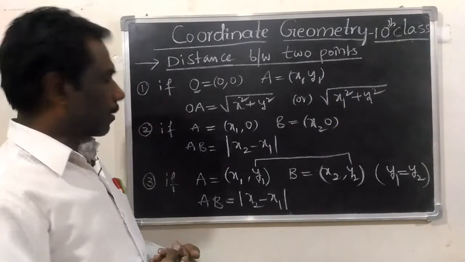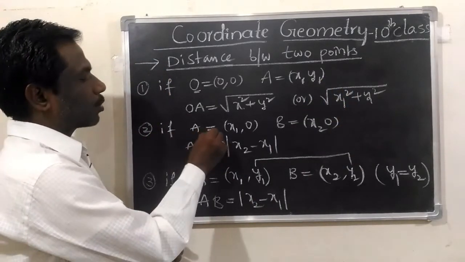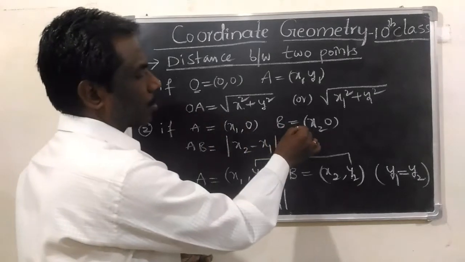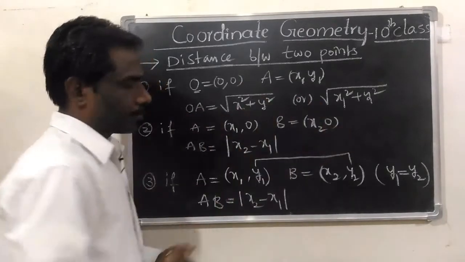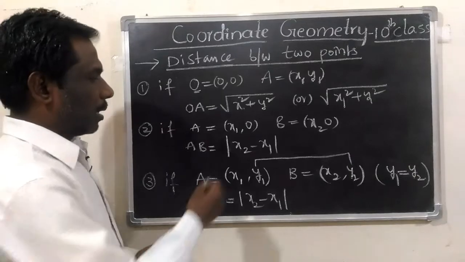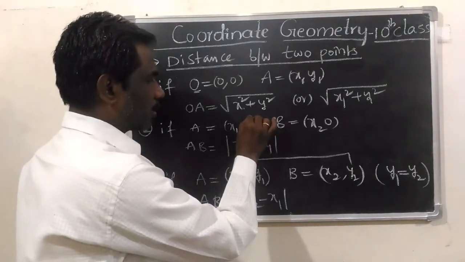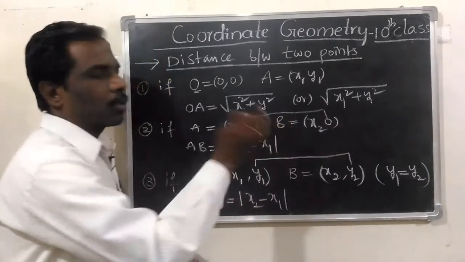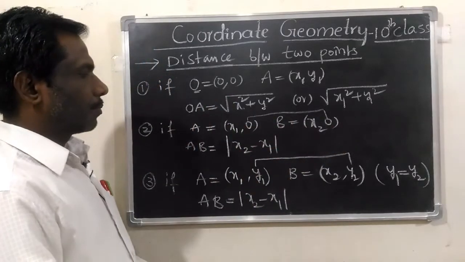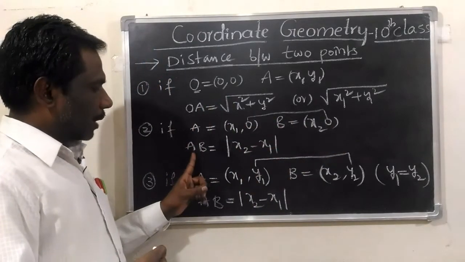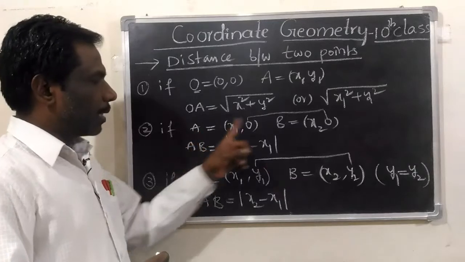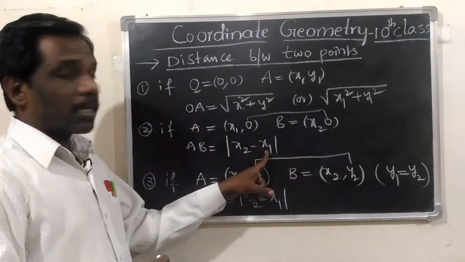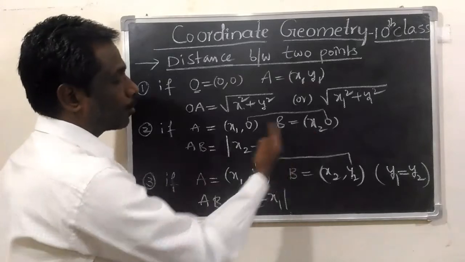And here is the second formula. If A equals x1 comma 0 and B equals x2 comma 0, it means the y coordinates are zeros, both are zeros. Then we use AB, the distance between A and B, equals mod x2 minus x1.